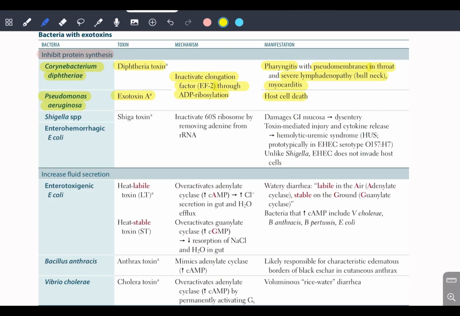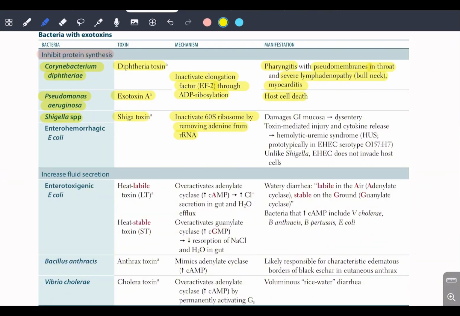ADP ribosylation, what does it mean? Add ADP ribose to a protein and the protein becomes dysfunctional. So this is ADP ribosylation. Then we have Shigella species. This is a bacteria that produces Shiga toxin A. And what is the mechanism? The mechanism of Shiga toxin A is to inactivate the 60S ribosome by removing adenine from ribosomal RNA. So from ribosomal RNA, adenine is removed and this inactivates the 60S ribosome by this mechanism.